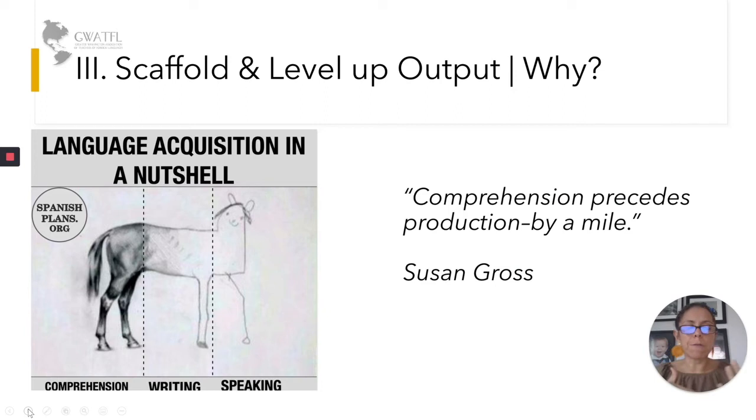My third tip is scaffolds. So we all know that input precedes output by a mile, according to Susan Gross, and she just put it perfectly. This sentence is just perfect. And also I love this visual by SpanishPlans.org, where we can see how you comprehend so much more than you can write and then you can speak. I like to show this to my students too, and I like to keep it in mind so we keep our expectations real. And the more real they are, the less chance there is that your students are going to go to that online translator.